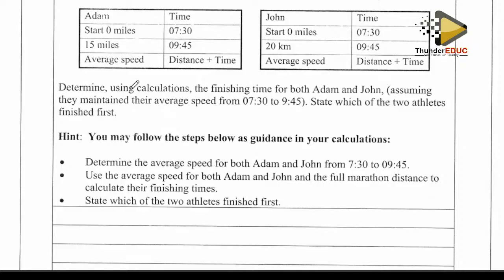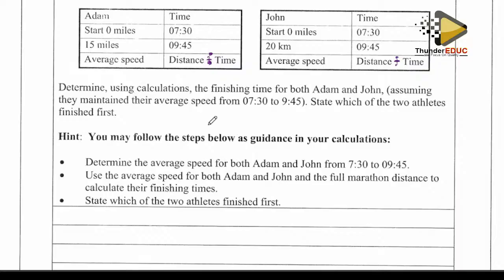Okay, define. This was supposed to be divide. Speed equals distance divided by time. Don't confuse that. We don't add actually. Okay, determine using calculations the finishing time for both Adam and John, assuming they maintained their average speed from 7:30 to 9:45. State which of the two athletes finished first.